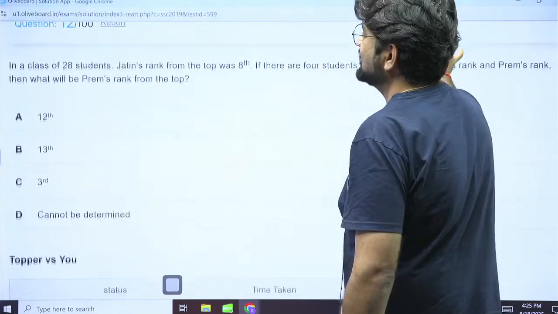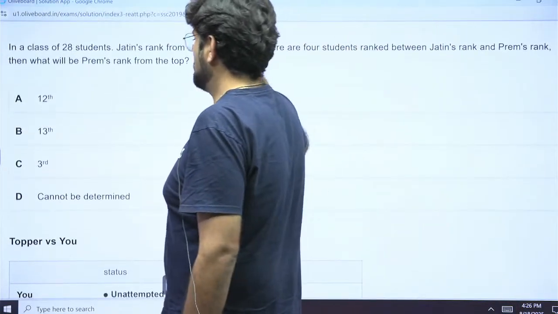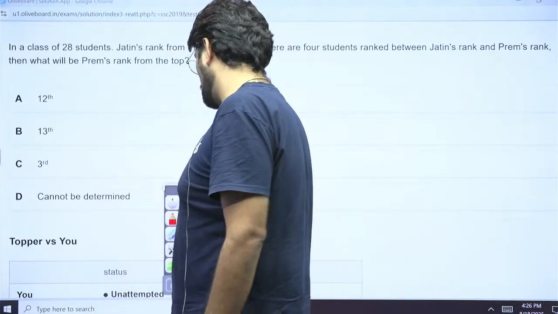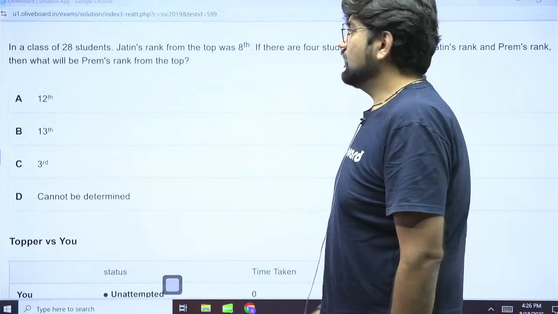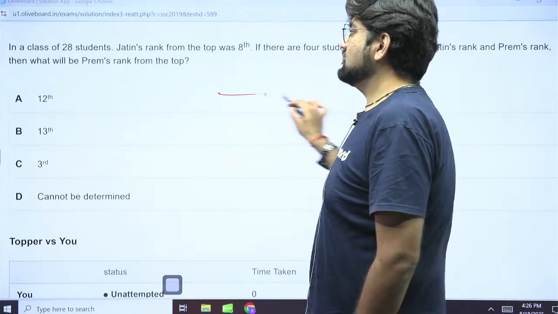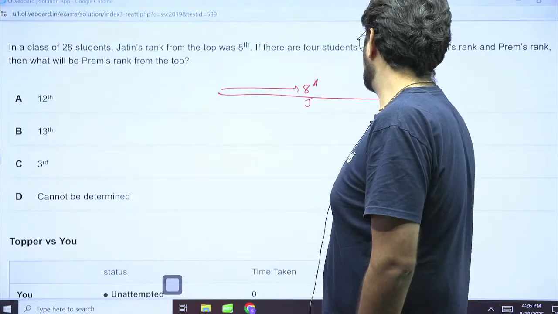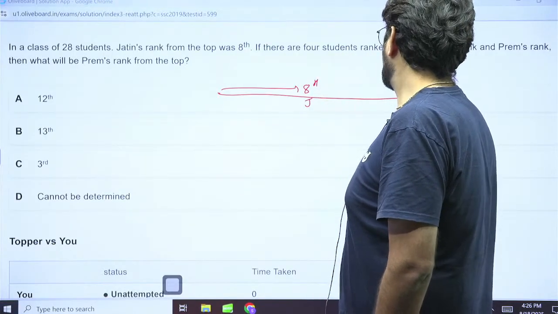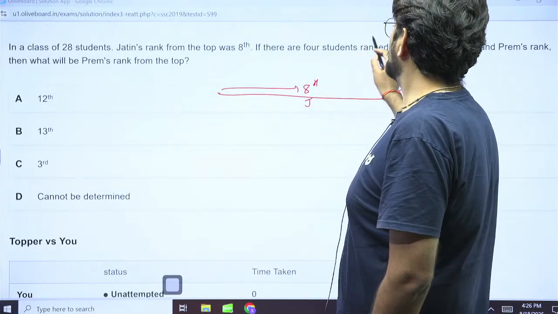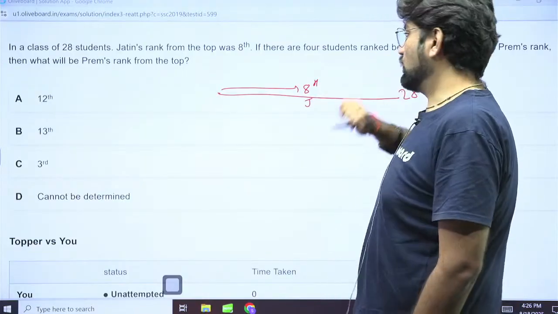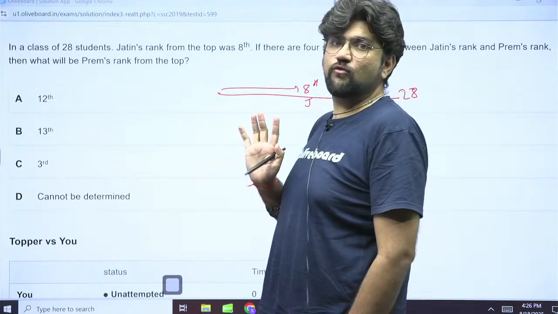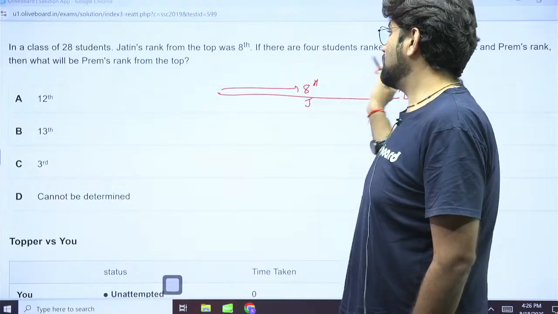This one is a classic question. Classic. I don't know why people just fail to understand this. Okay. There are 28 students in a class. Jatin's rank from the top is 8th. Okay. No problem. There are 4 students ranked between Jatin's rank and Prem's rank. Okay. Between Jatin and Prem, there are 4 students. So what will be Prem's rank from the top?